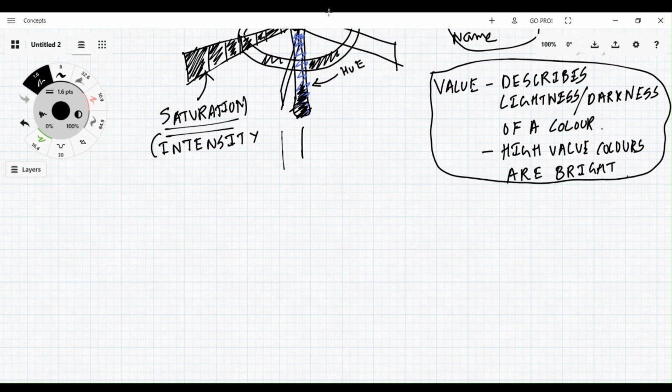If you know, saturation is nothing but the purity of a color. Saturation explains, suppose a hue is there, a red color is there, whether it is pure, that means whether it is a color without mixing with anything, then it's 100% saturated. Intensity describes the purity of a color.